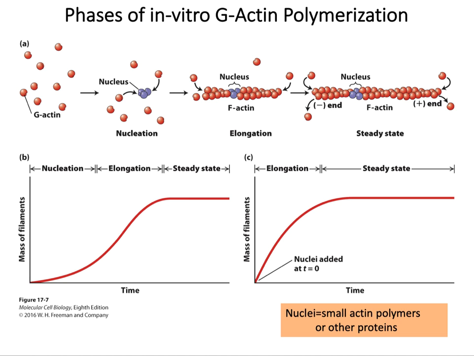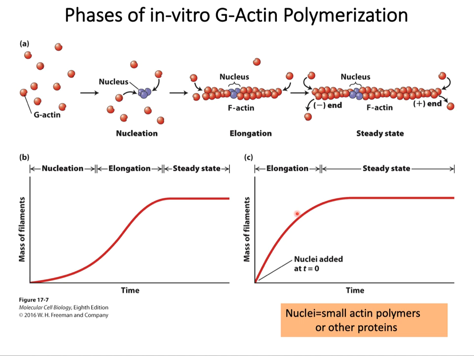So what it looks like if you were to measure the mass of filament occurring over time. I want to remind you that we are looking at a test tube in vitro. On the left panel, you are seeing there is no seed or nucleus added to the test tube. You have this lag phase, the nucleation phase, where a few monomers have found each other and formed a short polymer. Then you get rapid elongation shown here, and eventually you reach a steady state where the rate of monomer on is equal to the rate of monomer off.